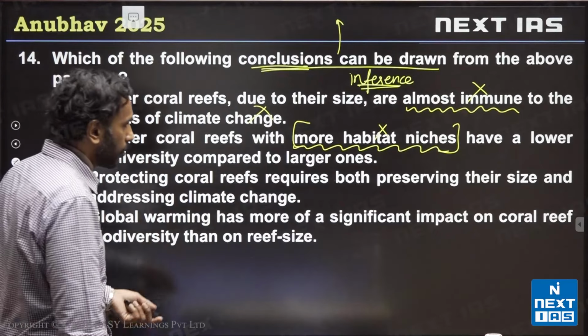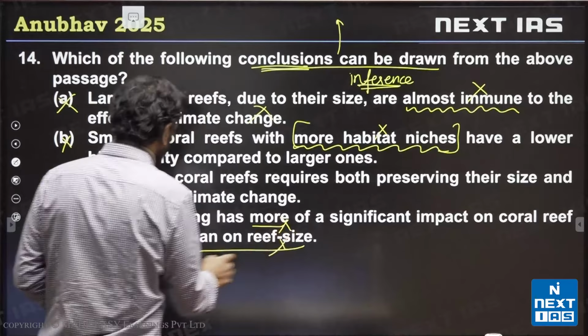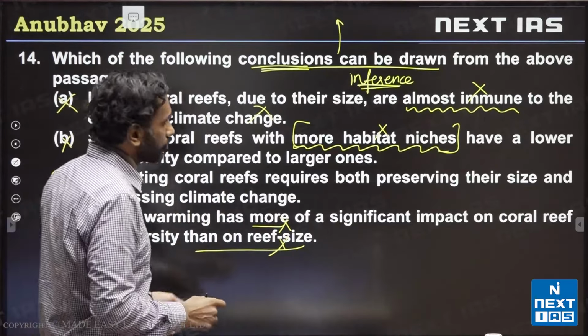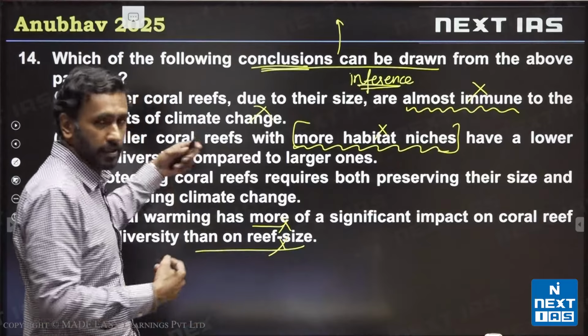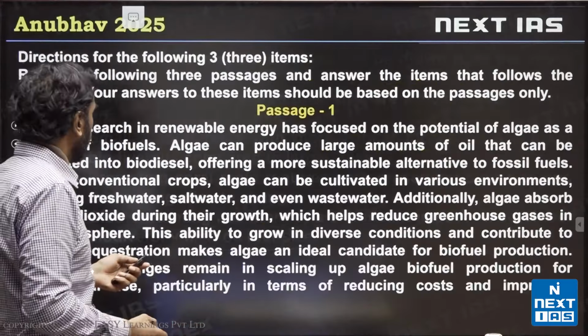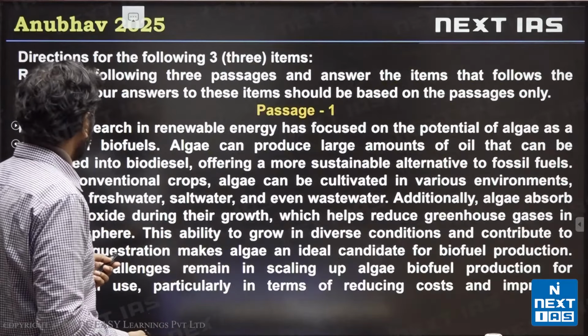D says global warming has more significant impact than on reef size. So this is invalid. This fact has not been stated. C is the only correct conclusion or inference we can make. So inference question, but an easy inference question, I would say. All right. So question 14, right answer is option C.